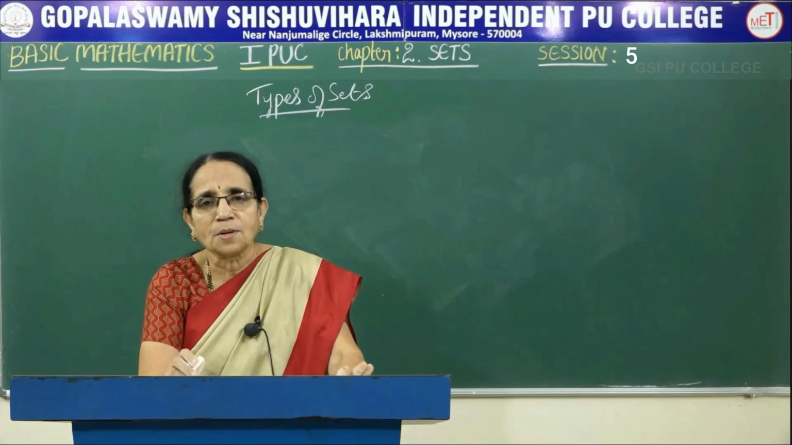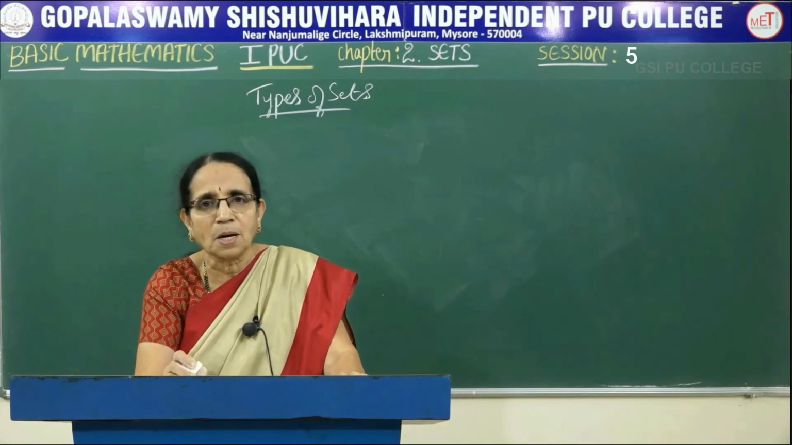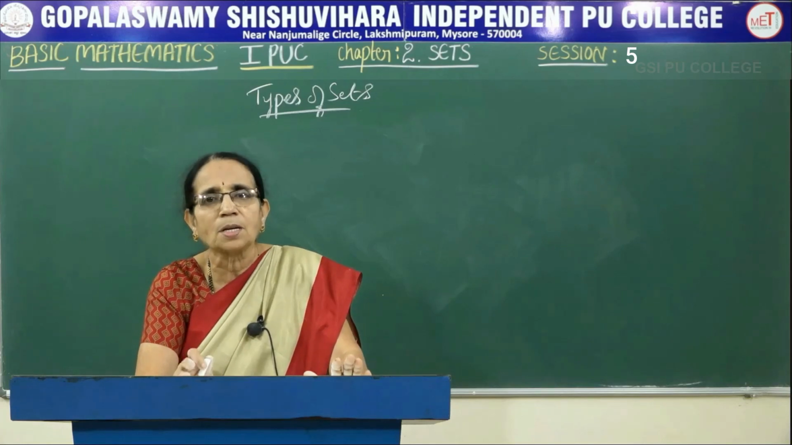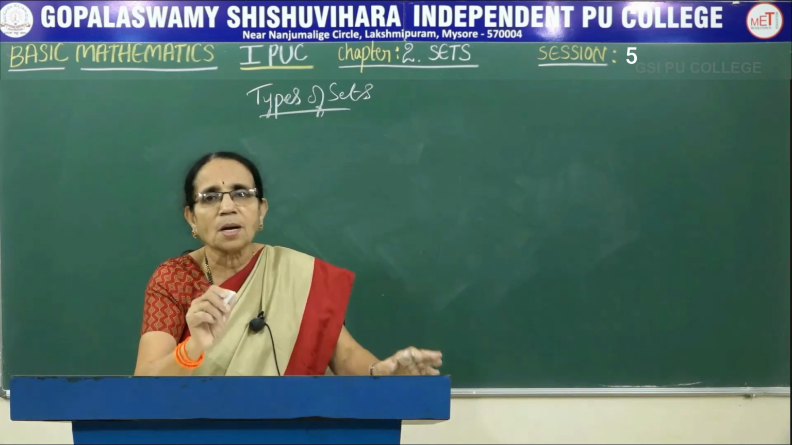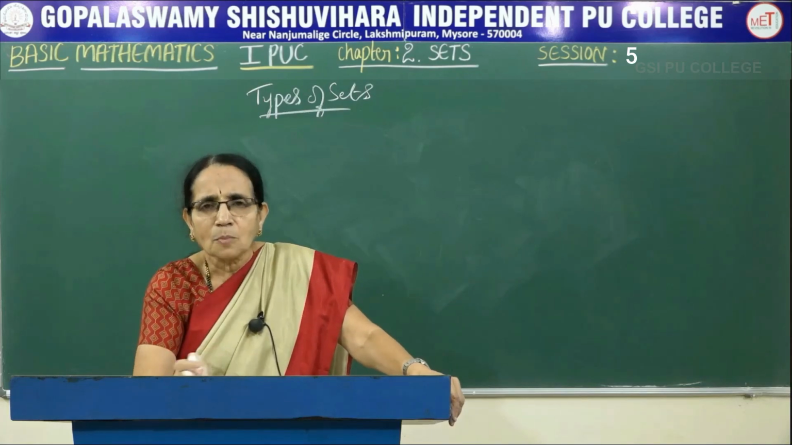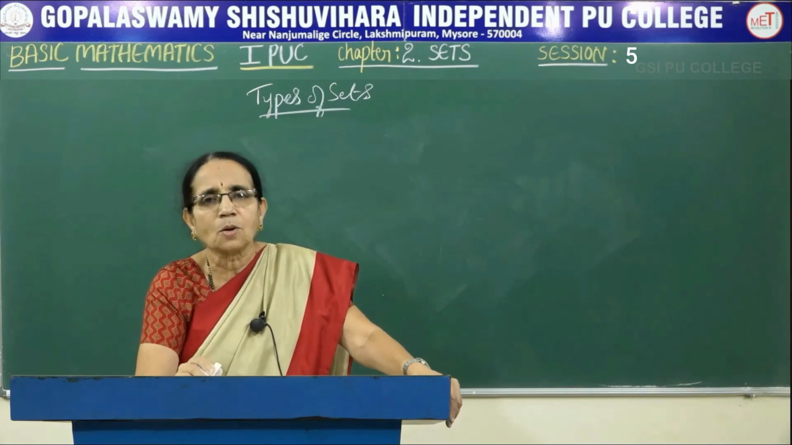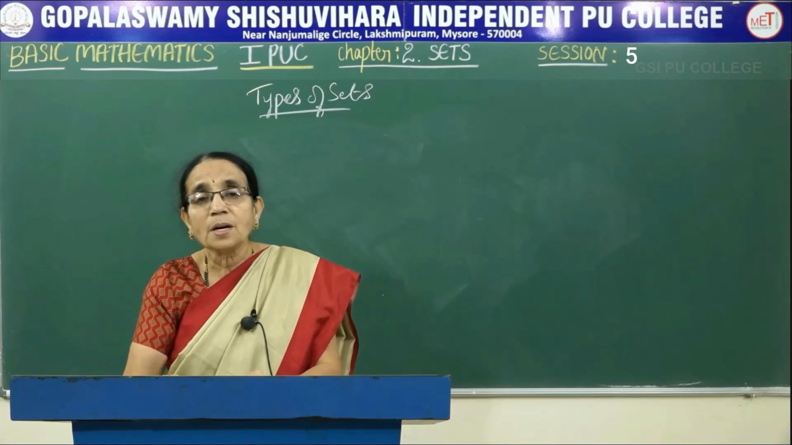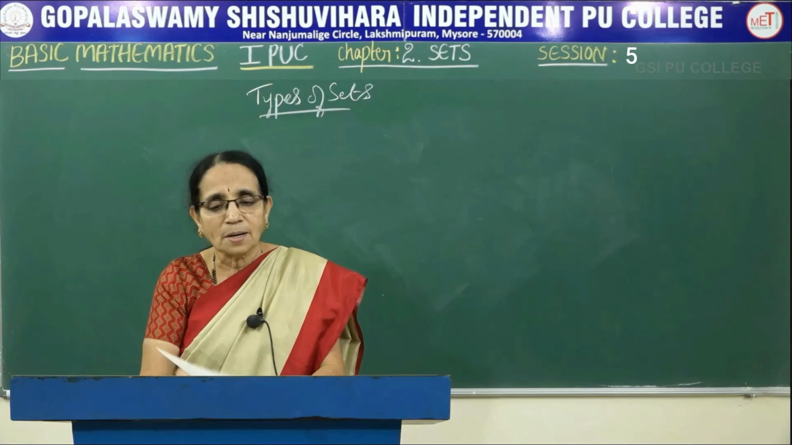Finally, if two sets are there, say A and B, then the sets A and B are said to be equal to each other. We use the same notation, A is equal to B, if they contain the same elements. Suppose there is a change of even one element, then we say they are unequal sets. So these are the 5 types of sets we will be considering.